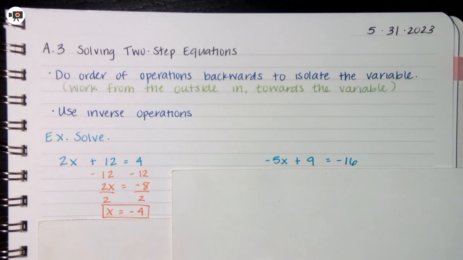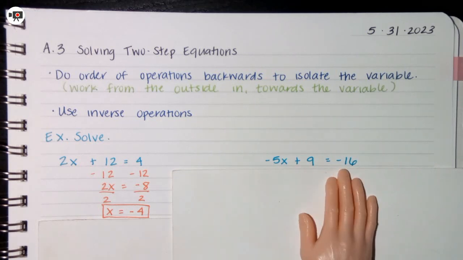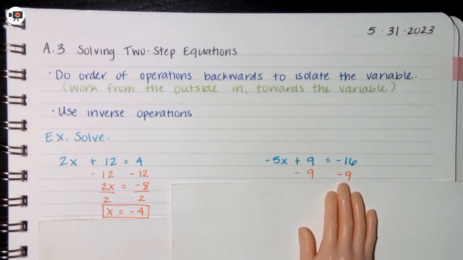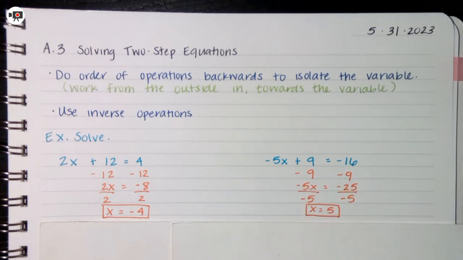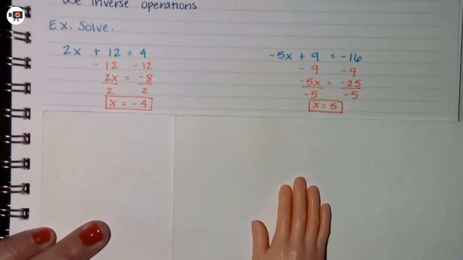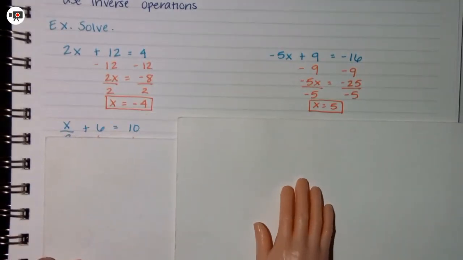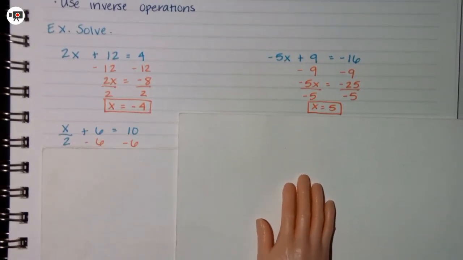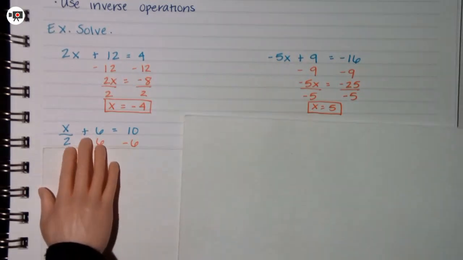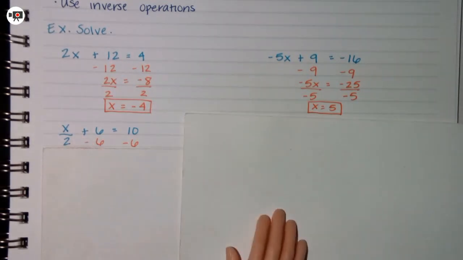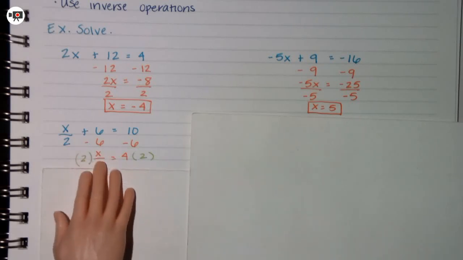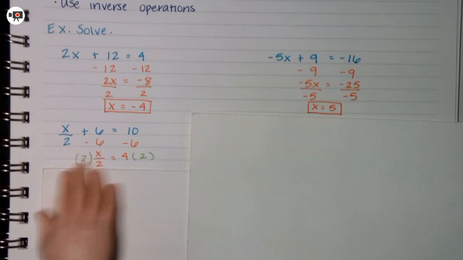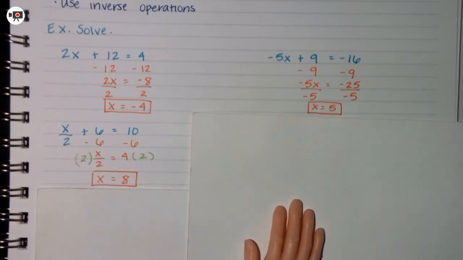So, if I have negative 5x plus 9 equals negative 16, subtract 9 on each side, and then divide each side by negative 5 to get x is 5. For x over 2 plus 6 equals negative 10, order of operations backwards, subtract 6 on each side to get x over 2 equals negative 16. Opposite of division is multiplication, so multiply each side by 2 to get x is negative 32.